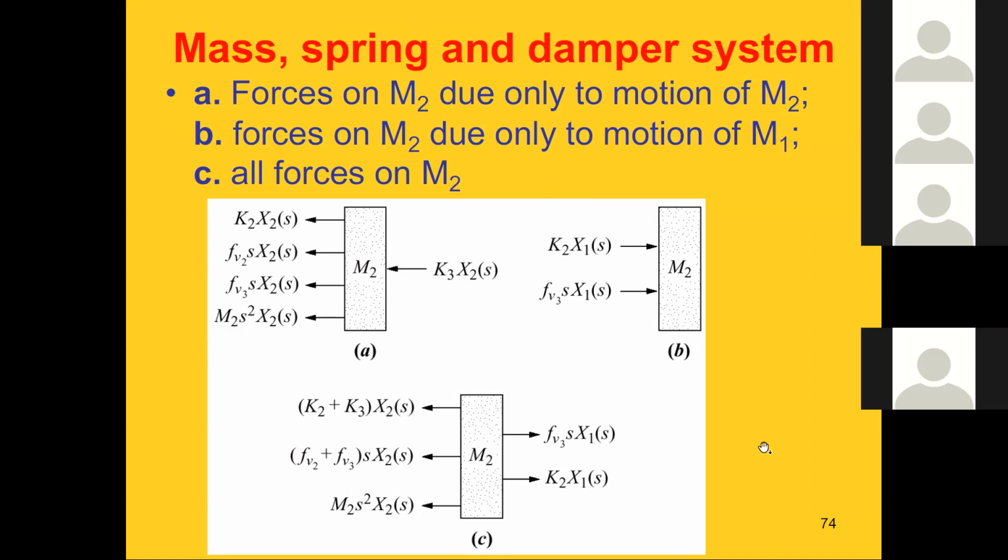Kiri, the force on the left equal to the force on the right. Yes. K2 plus K3 X2, plus FV2 plus FV3 X2 dot, plus M2 X2 double dot, equal to FV3 X1 dot plus K2 X1. Okay.